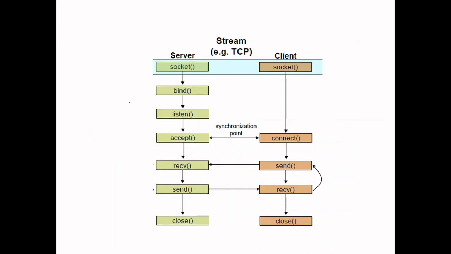This is the case of a stream socket, or TCP. There is a sequence of system calls which have to be called. On the server side, first you create a socket, and on the client side also you create a socket. Then you bind the socket to a particular address, and then you listen on that particular address and port number.